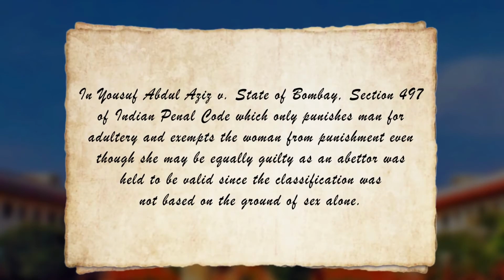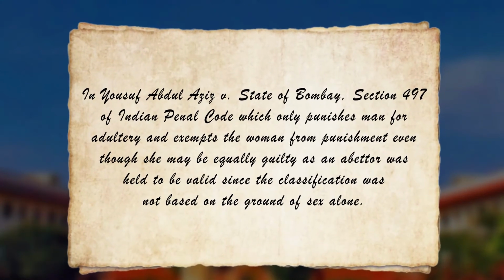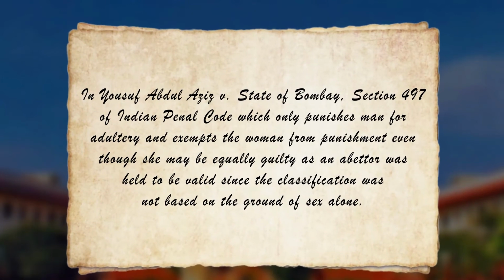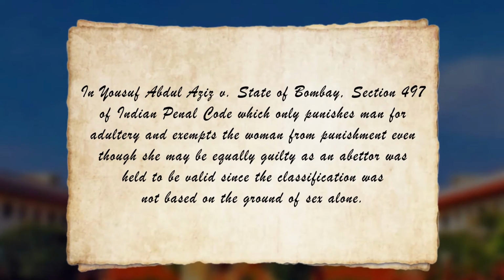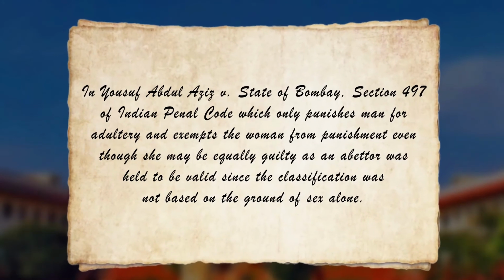Important judgments. In Yusuf Abdul Aziz vs. State of Bombay, Section 497 of the Indian Penal Code, which only punishes a man for adultery and exempts the woman from punishment even though she may be equally guilty as an abettor, was held to be valid since the classification was not based on the ground of sex alone.